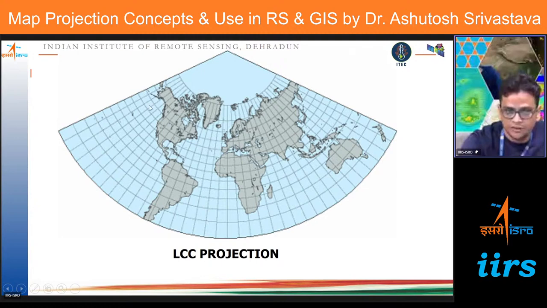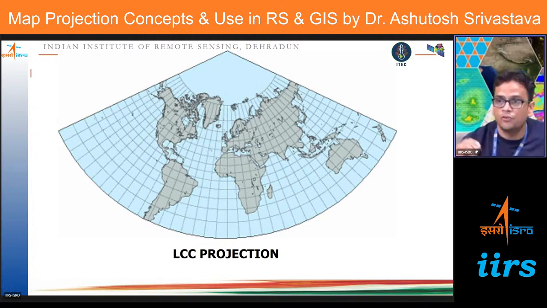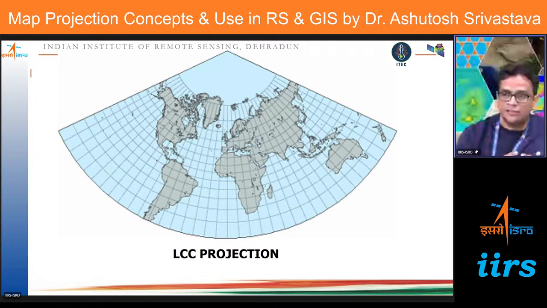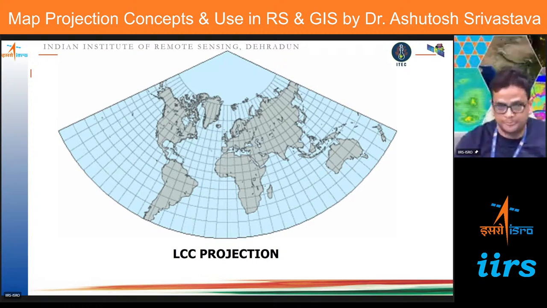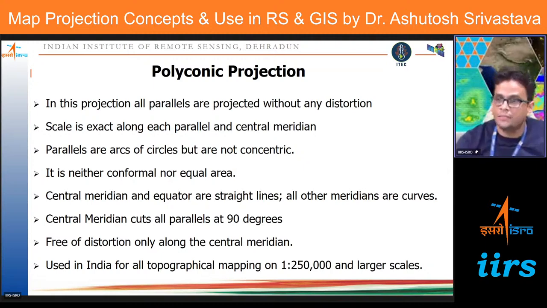After projection, the parallels are concentric arcs, you can see here, and meridians are basically straight lines. So this is basically the LCC projection. It is more useful for countries or areas which have more east-west expanse. Then we have another one, the polyconic projection.